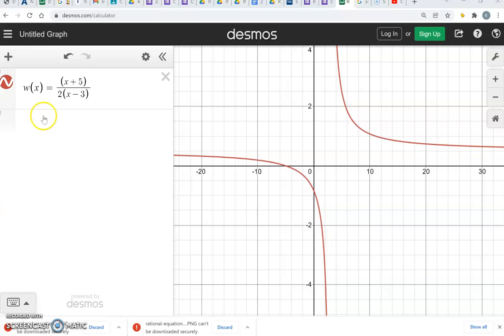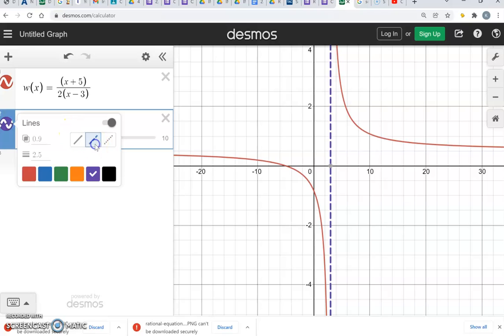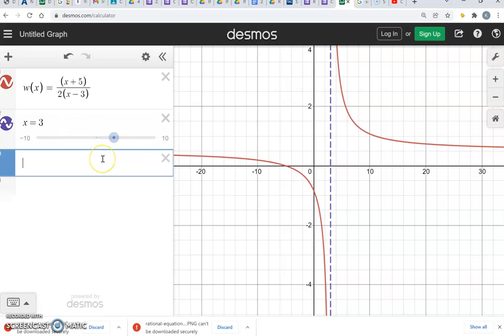Just as a self-check, pause the video and think about, do you know what the x and y intercepts are, vertical and horizontal asymptote, and then unpause the video and I'll have them up on the screen. So here is our vertical asymptote. X equals 3 would make the denominator equal to 0, which is undefined. I'm going to hold down and make it a dotted line. Notice this is not technically part of the graph, but it's kind of an invisible line, so we're making it visible so we can see it better.